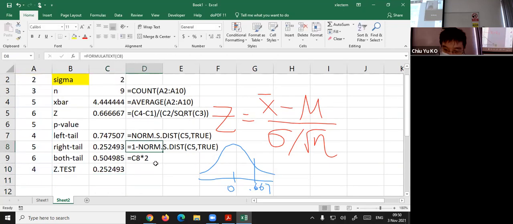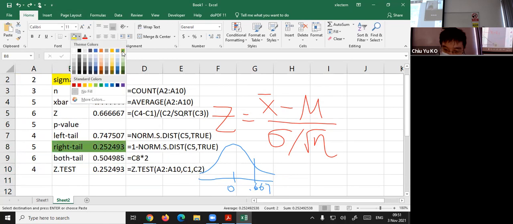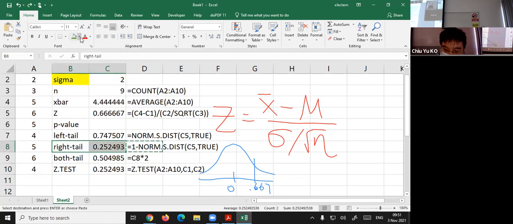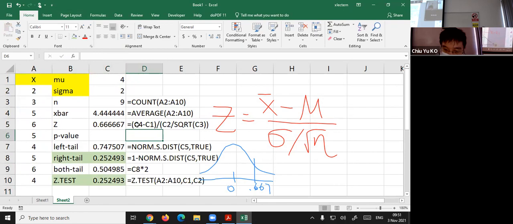Okay, so as we require, let's use another color. Light green, yes. As we see, the z-test will give you the right tail area, the right tail p-value. So from this, immediately you know you can't reject this, right? It's too big. But this is the first formula we have for how to do hypothesis testing.